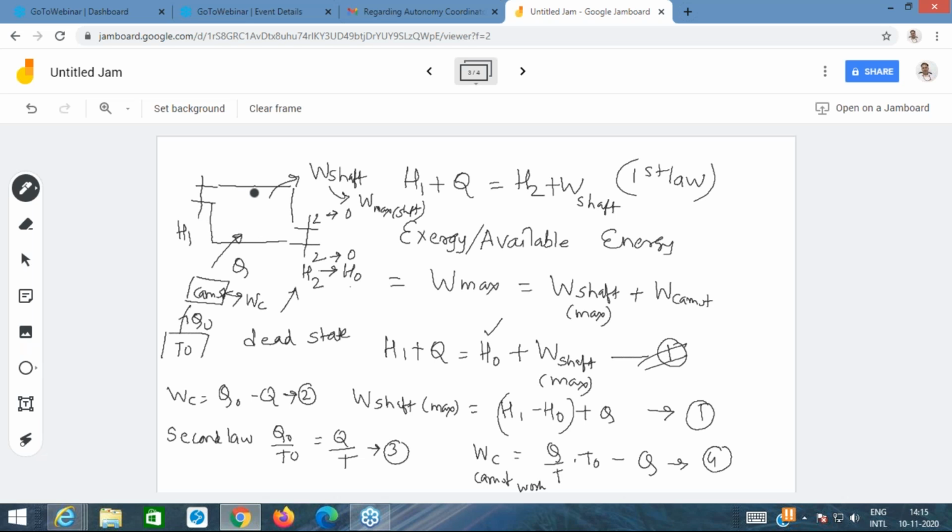Now, finding the exergy of a steady flow system or an open system means you need to find the maximum work potential. Maximum work potential is obtained when you get the maximum shaft work, and when you calculate the maximum work from this heat transfer Q.